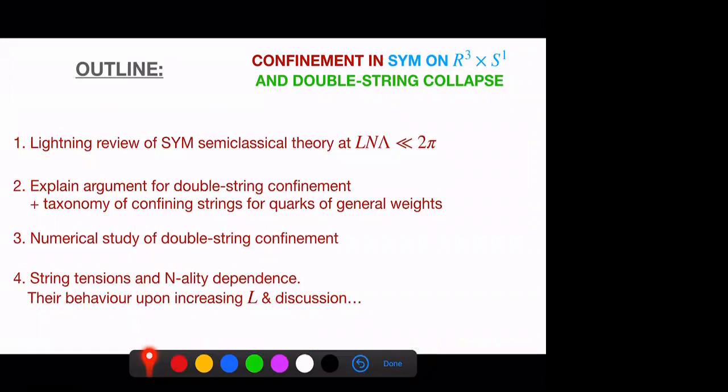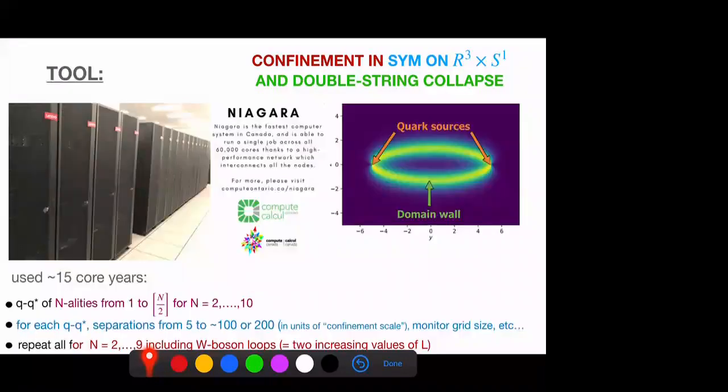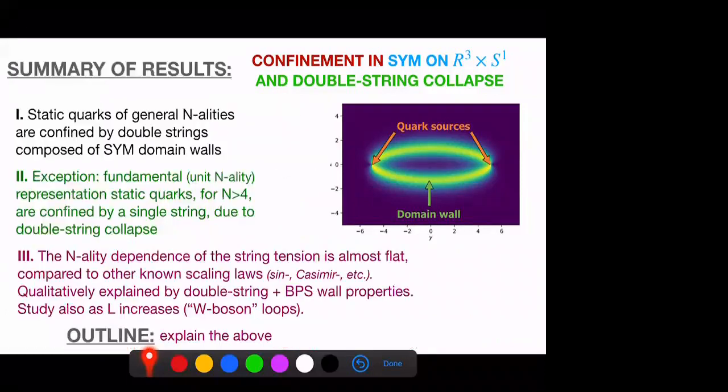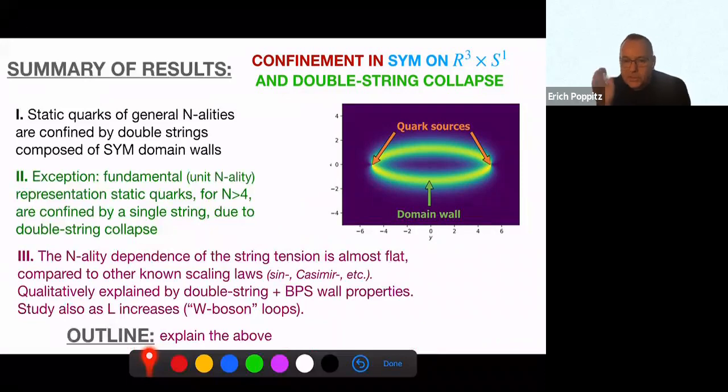I have a naive outsider's question. Do your previous results, the summary you gave, depend on how many families of quarks you introduced? Oh, that's a good question. The quarks are non-dynamical. You see, this is like, imagine a pure glue theory.